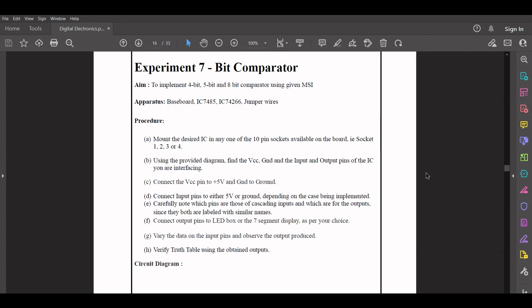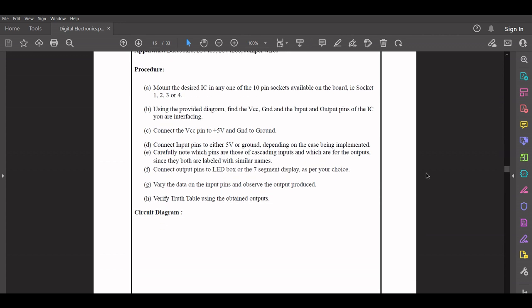For this IC, you'll have to carefully note which pins are those of cascading inputs and which are for the outputs, since we have 3 pins as cascading inputs and 3 pins as the outputs, and all 3 of them are labeled in a very similar way. You can connect the outputs to the LED box, and we have 3 outputs over here. These denote A greater than B, A less than B, or A equal to B, depending on what the magnitude of the data is. And you can vary the data on the input pins and observe the output that is produced.